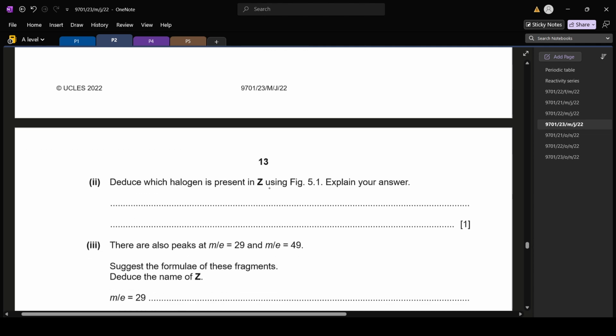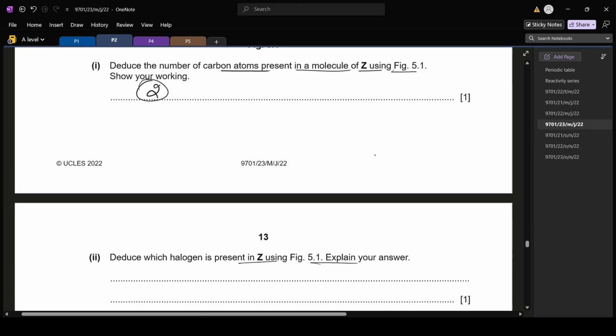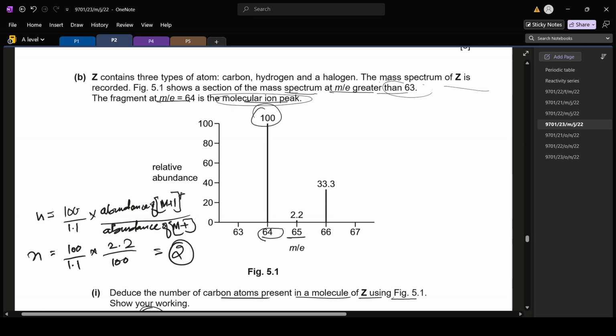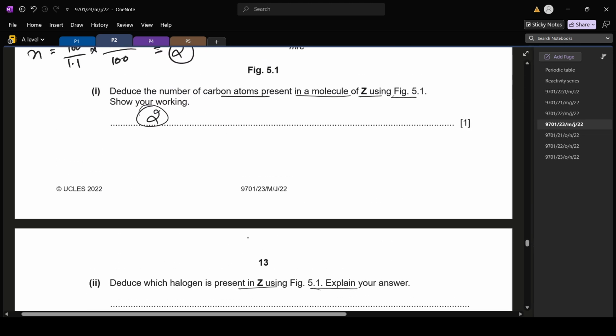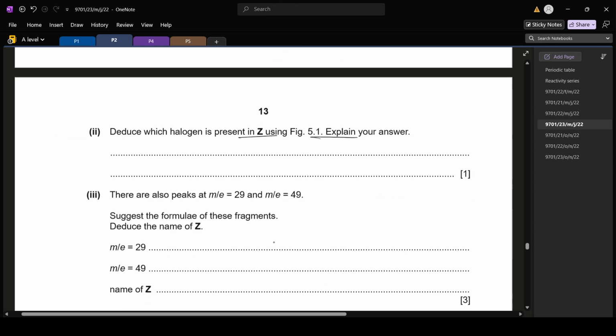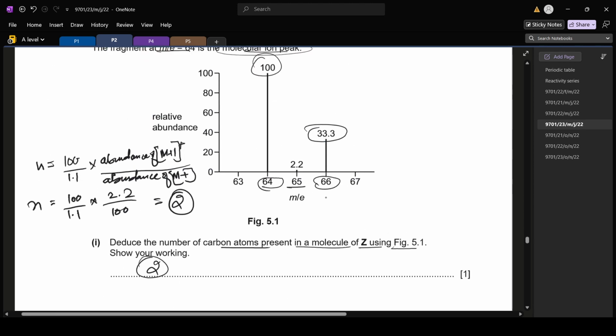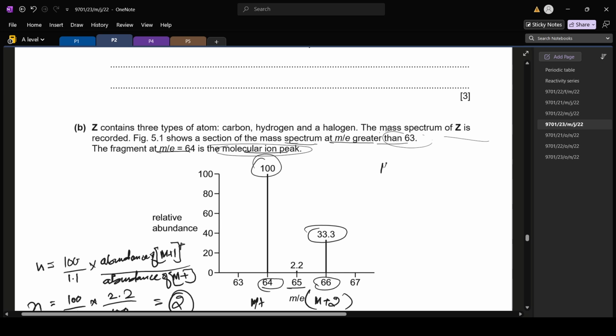Deduce which halogen is present in Z. Explain your answer. If you see 64, there is also a peak at 66, which has an abundance of 33.3. A halogen gives an M plus 2 peak. So this is the M peak, and this is the M plus 2 peak. The M plus 2 peak has an abundance of 33.3, and if you calculate the ratio of 33.3 to 100, it is a ratio of 3:1.